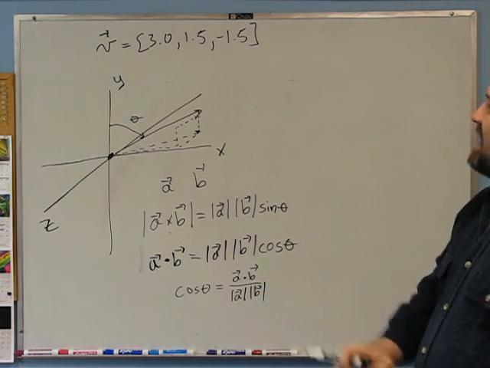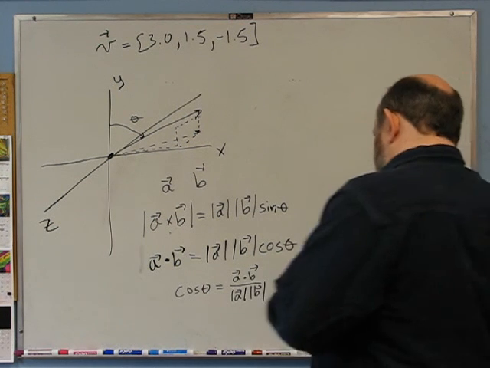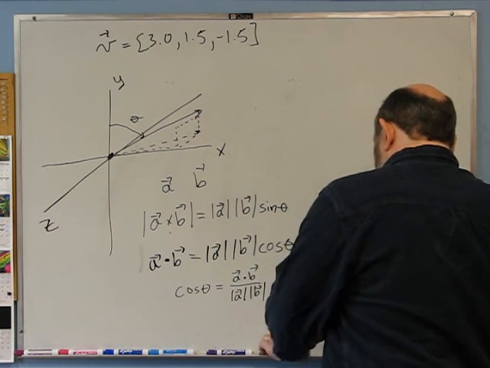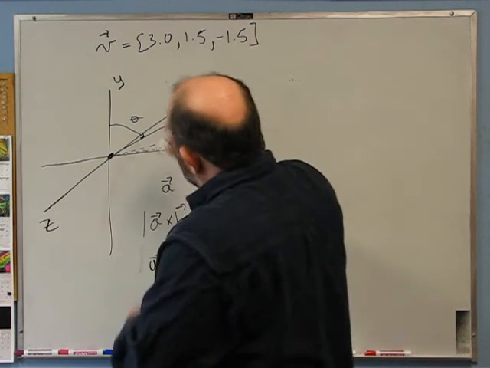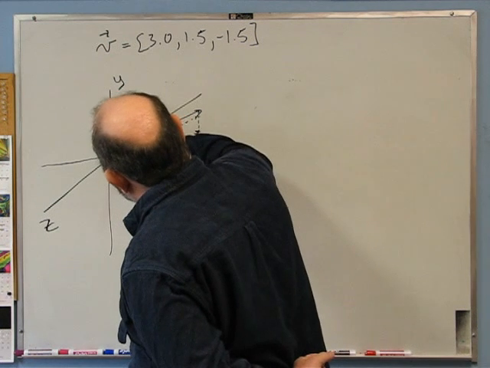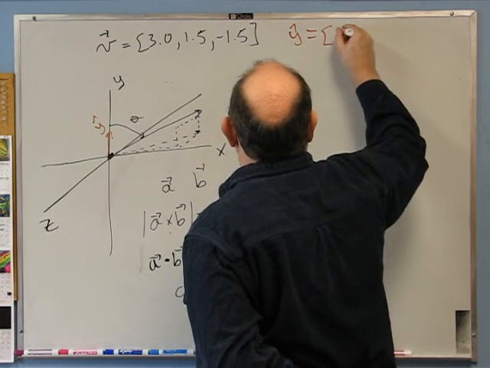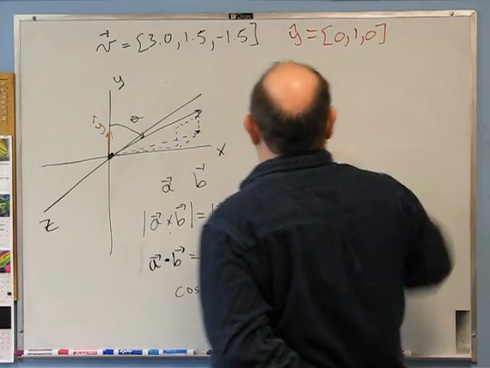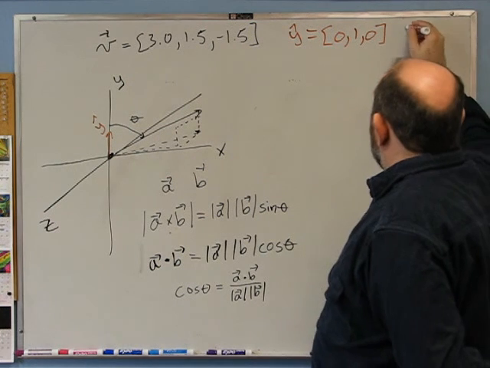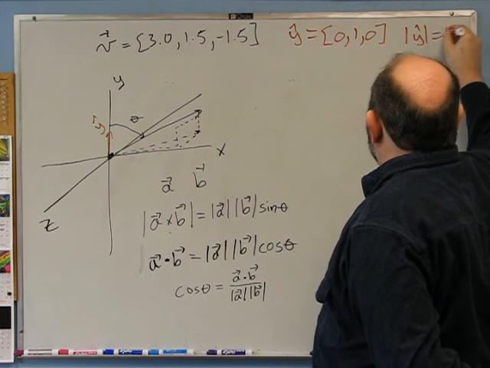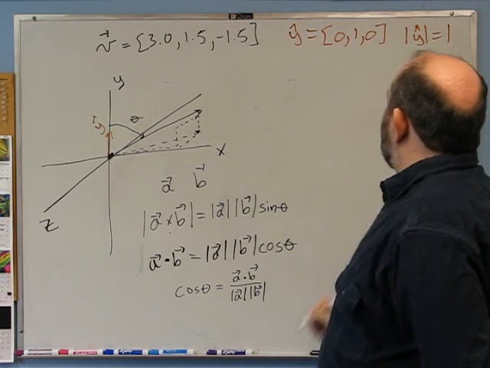Well, we want a vector that's along the y-axis, right? I'm asking for the angle between V and the y-axis. There is a vector along the y-axis, and that is y-hat. Y-hat is equal to 0, 1, 0. It is also unitless. It's called a unit vector. Why? Because it has unit magnitude. So that's the magnitude of y-hat.